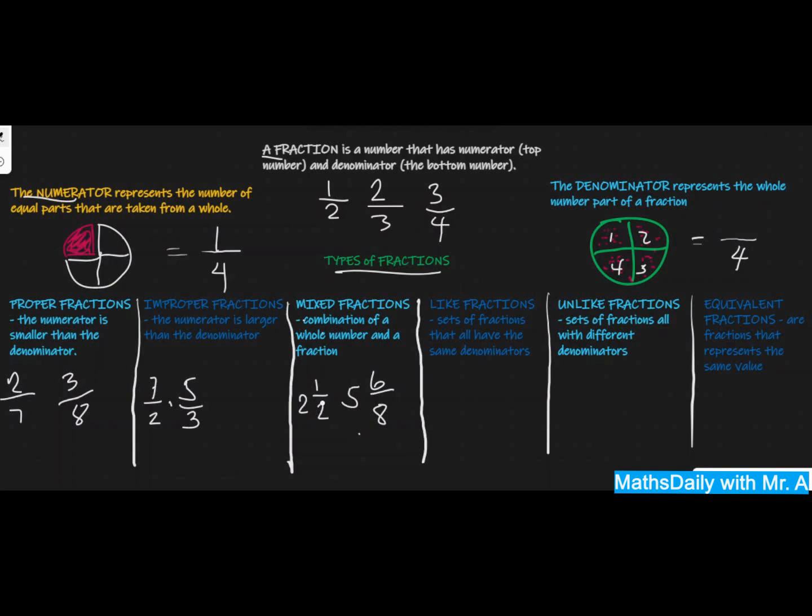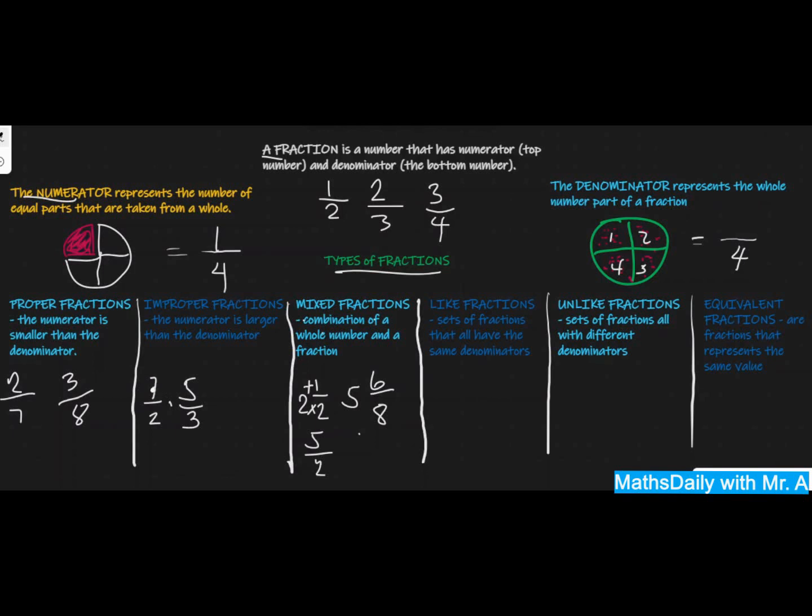For example, if we want to convert this to an improper fraction, we have to multiply the whole number by the denominator and add the numerator. So in other words, 2 times 2 is 4, plus 1 is 5. So the improper fraction of this mixed fraction is 5/2. Likewise, improper fractions can be converted into mixed numbers or mixed fractions.